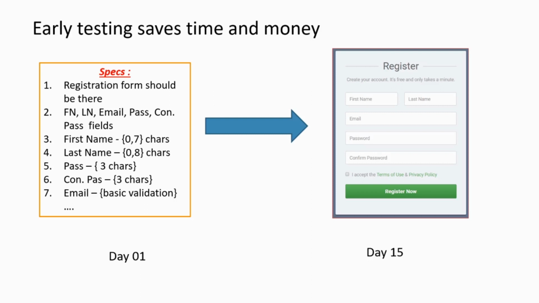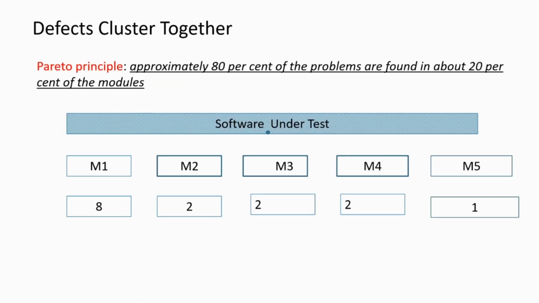And this early testing, in terms of analyzing the requirements and preparation of test cases, saves a lot of money and time. This concept we will also see in the chapter on static testing, where we will see how time and money are saved by early testing. But now, as a concept of testing, I think it's very clear to you that early testing is always desirable and it saves a lot of time and money.